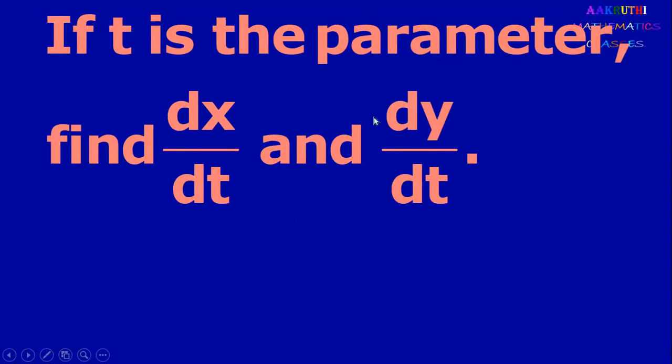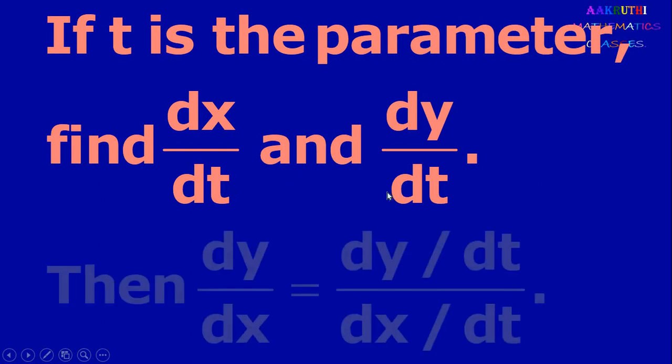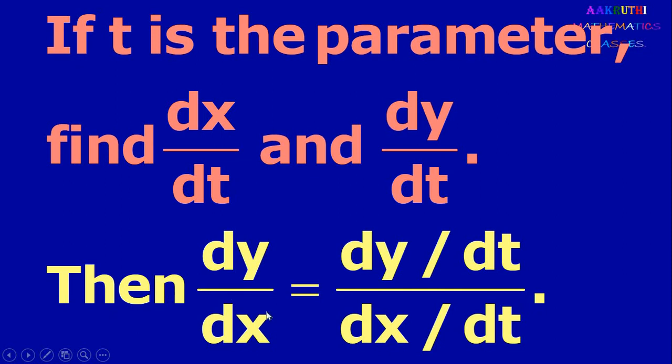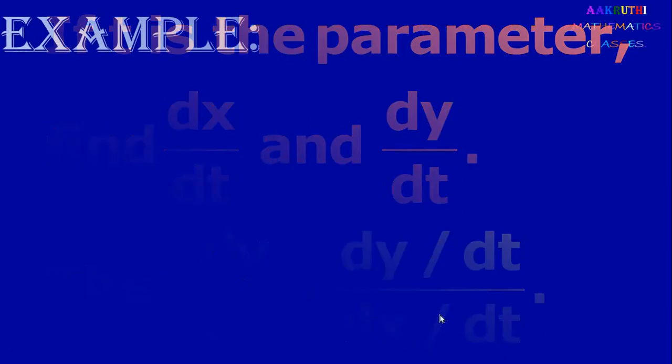If t is the parameter, first you have to find dx by dt and dy by dt. But the question is always to find dy by dx. So therefore, dy by dx is given by dy by dt divided by dx by dt.